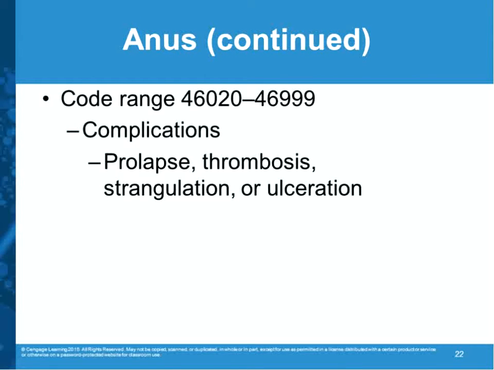All right, and from there, you have your introduction section under your anus, and you have two codes there, one for injection and one for a chemodenervation for your anal sphincter. Then you got endoscopies for your anus, so that's an anoscopy, right, and it's divided out with biopsy, with dilation, with removal, with different little procedures that's going to differentiate the way that code is going to be taken care of.